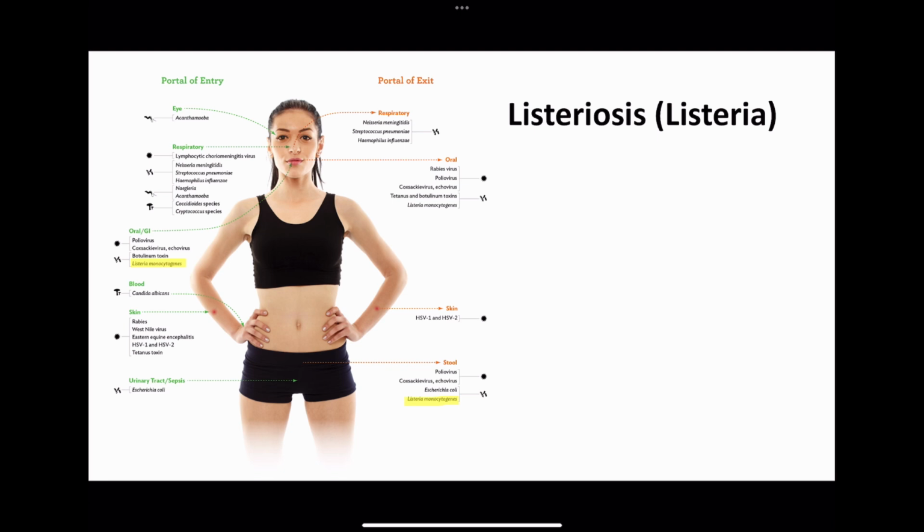Listeriosis, caused by Listeria monocytogenes, is a foodborne pathogen. It enters into the body through the oral and gastrointestinal tract. Listeria causes fevers and diarrhea, but for those who are pregnant and immunocompromised, complications such as meningitis may occur, therefore becoming more serious. Treatments include antibiotics and fluids to prevent dehydration.